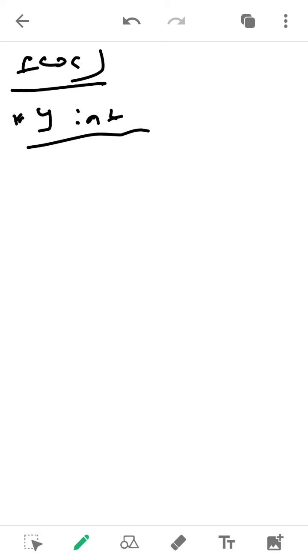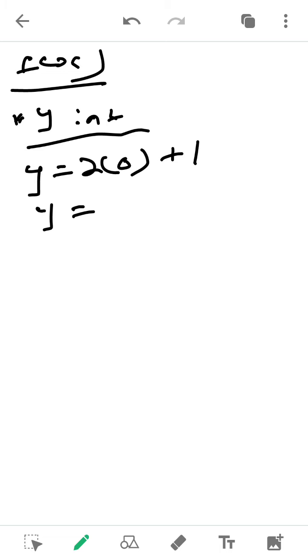Let's start with f of x. And then the y-intercept. Remember, for y-intercept, you make x equals 0. So y equals 2 times 0 plus 1. So y equals 1, and then we'll have our point at (0, 1).